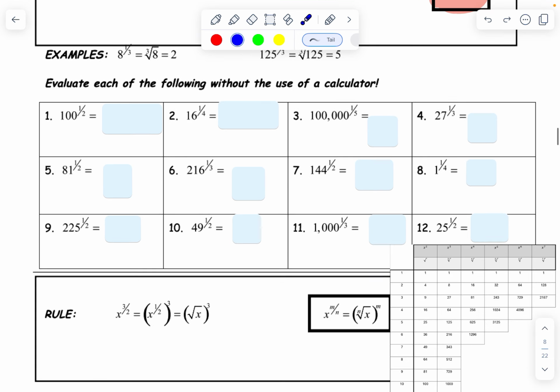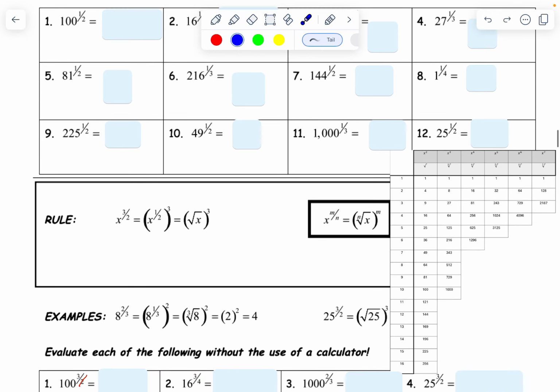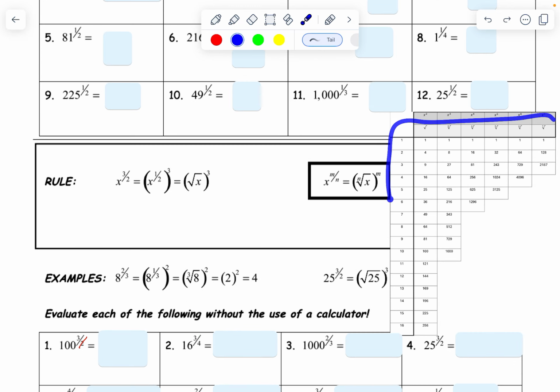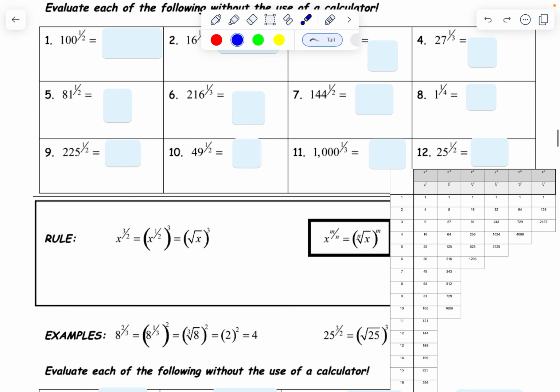So this would be a good time. It says do it without a calculator. I am perfectly okay if you do this with a calculator, or you can use our toolkit here. So if I want to take 100 to the 1/2, I would say that's the square root of 100. So I would look for the square root and go down until I find 100, and then I'd say, hey, the square root of 100 is 10.